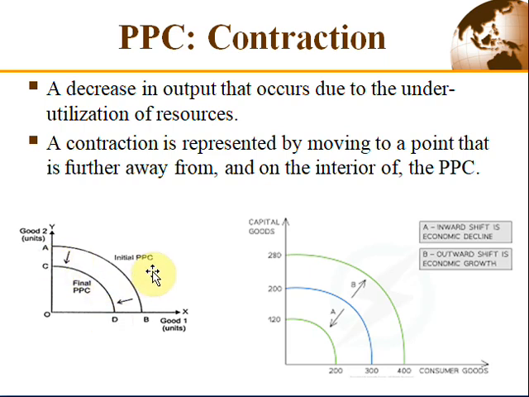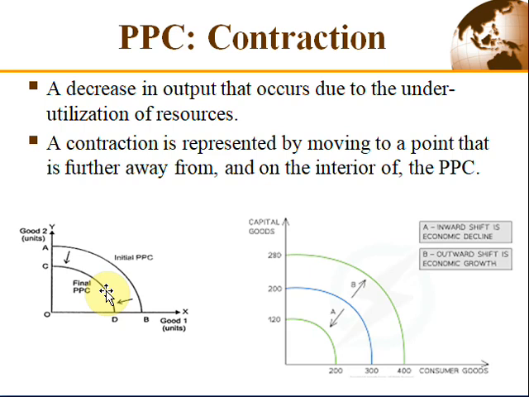You have moved inward. So in a graphic model of production possibility curve, a contraction is represented by moving to a point that is farther away from the original. This is the original. So a point that is farther away from the original, interior of the production possibility curve. So inside here, so this is contraction.